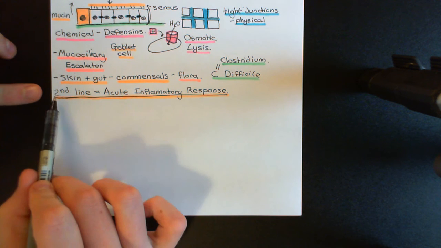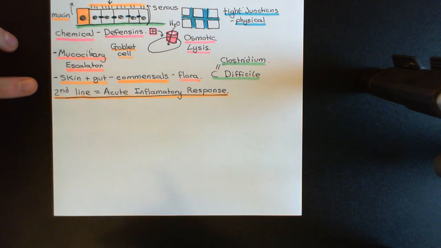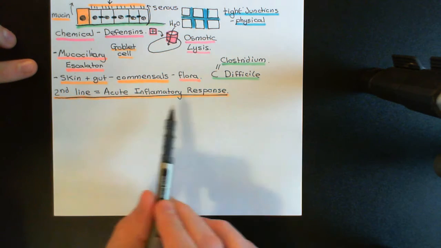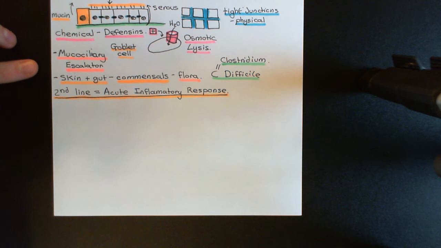What we're now going to talk about is another part of the innate immune system, which is known as the second line of defense. And this is still part of the innate immune system, so the mechanisms are non-specific. And by the way, just going back to the first line of defense, hopefully you'll agree that all of these mechanisms are very non-specific, so indeed they should be grouped under the innate immune system.